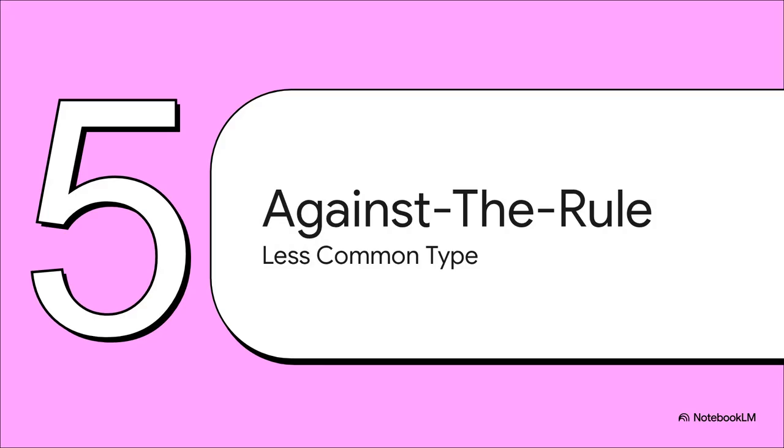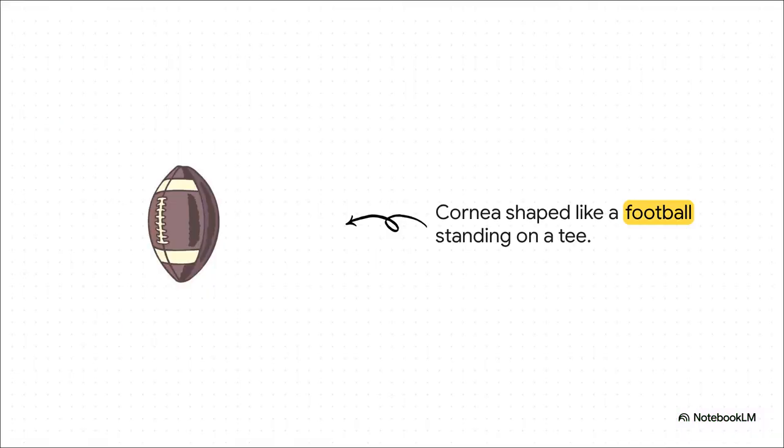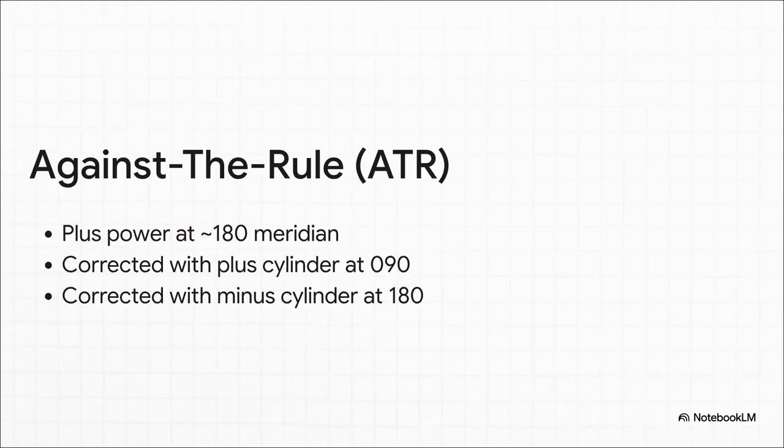Moving right along to Section 5, Against the Rule Astigmatism, or ATR. Now, let's see how this builds our understanding of its clinical counterpart. Notice the stark visual difference here. Our mental model has completely flipped. The football is now standing vertically, perfectly balanced on a kicking tee. This represents a cornea where the horizontal meridian is now the steepest part. Because the horizontal meridian, the 180 meridian, is steep, it carries more plus power.